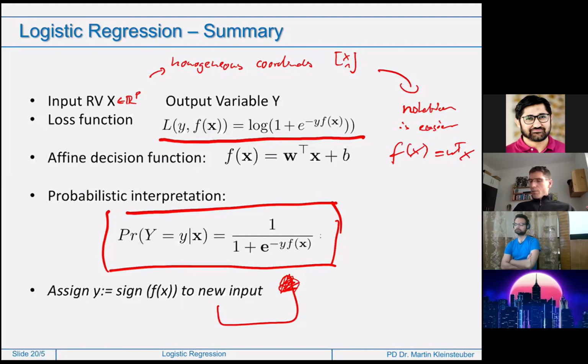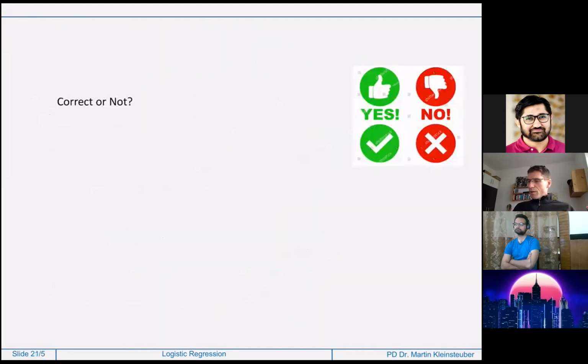That was the summary. I want to close this section with a few questions. So, are you ready? And then you can vote yes or no. Once you're here, okay, ready? That's good. So, first question is, do you like logistic regression? Yes or no? That's an easy question. Just to see whether you're here.